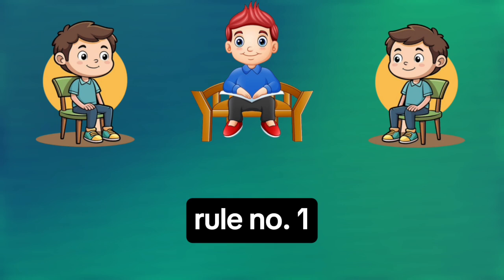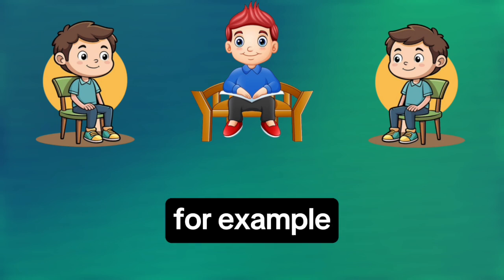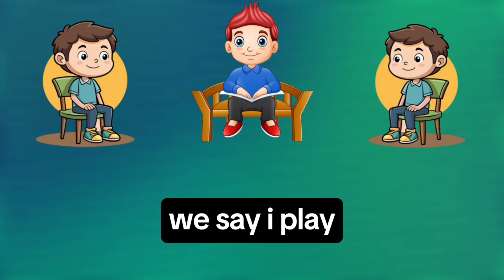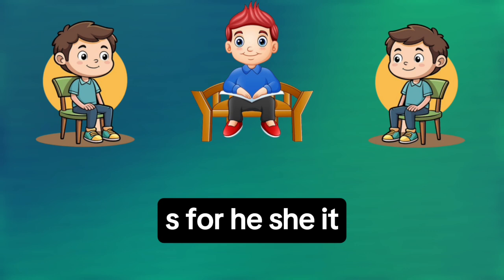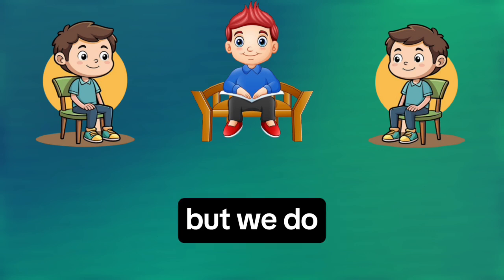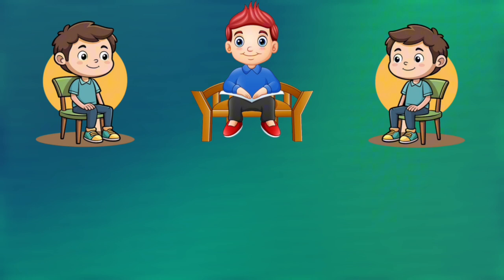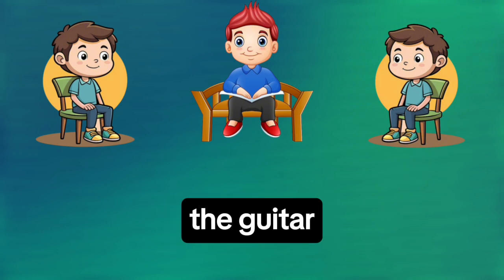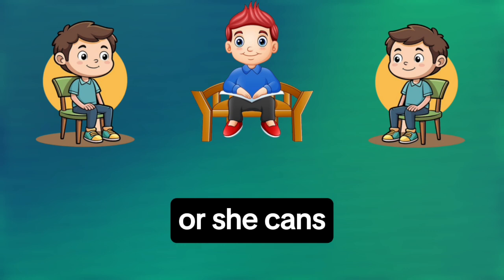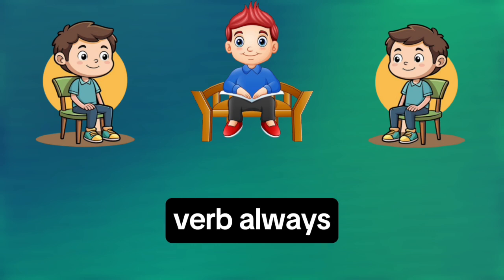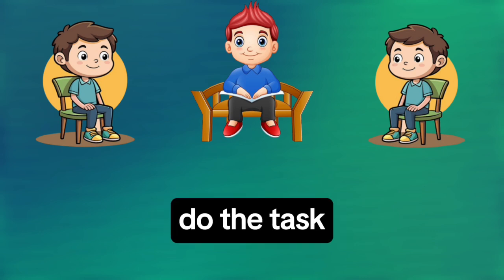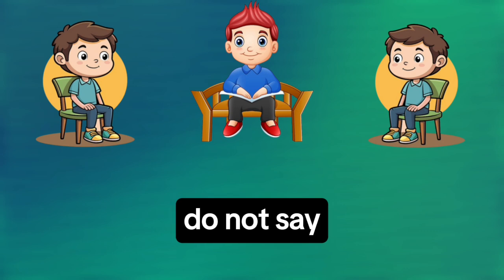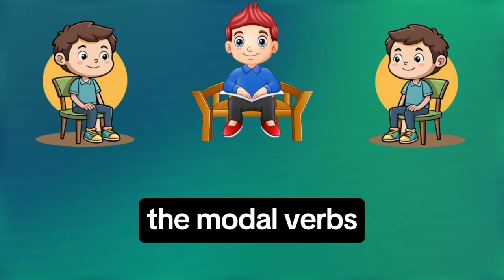Rule number 1. Modal verbs don't change. For example, we say I play, he plays. We add an s for he, she, it. But we do not change the modal verb. For example, I can play the guitar. He can play the guitar. Do not say he cans or she cans. The modal verb always stays the same. She should do the task. We should do the task. Do not say shoulds. Do not change the modal verbs.